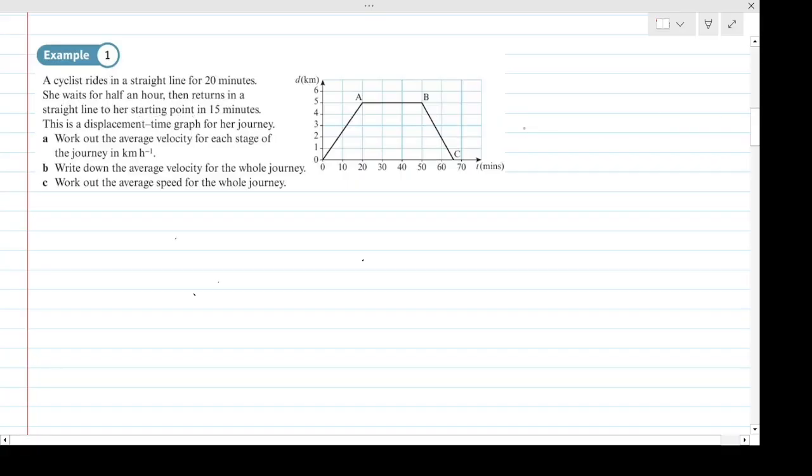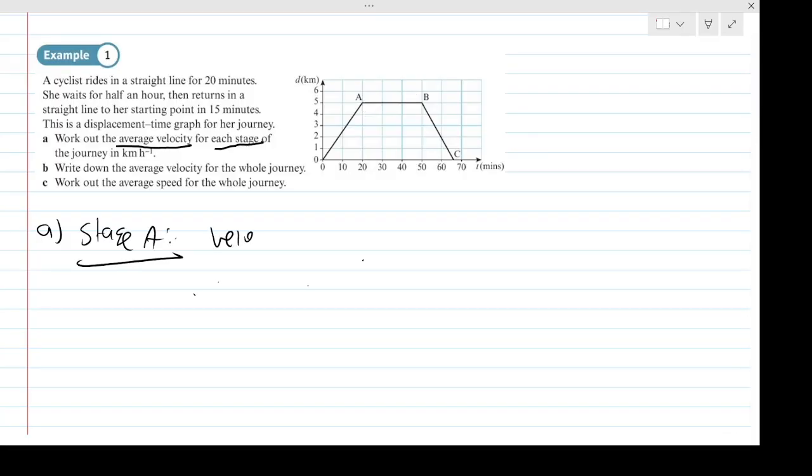So that just makes sense about the graph given. It's a displacement time graph for a journey. It says in part A, work out the average velocity for each stage. So they want the velocity for each stage. So stage A, stage B, and then stage C. So that's stage A.